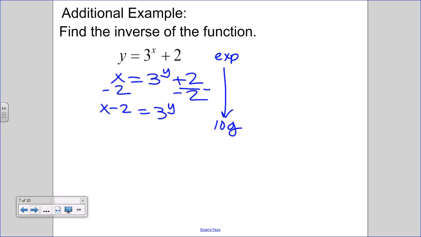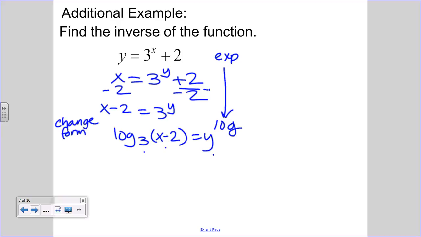and I'm going to change form. Okay, so changing form, this is going to be equivalent to this. This is not an exponential anymore because the exponent is a y, not an x. So changing form, I'm going to have log, and then the base is the same as the base of the exponent. So it's log base 3 of x minus 2 equals y. So 3 to the y equals x minus 2.